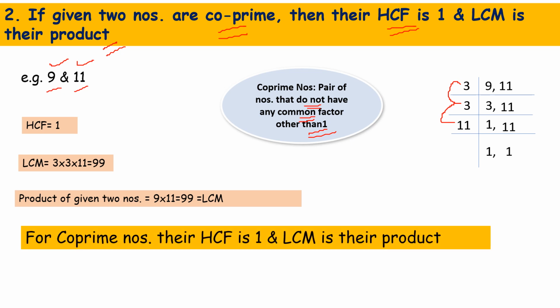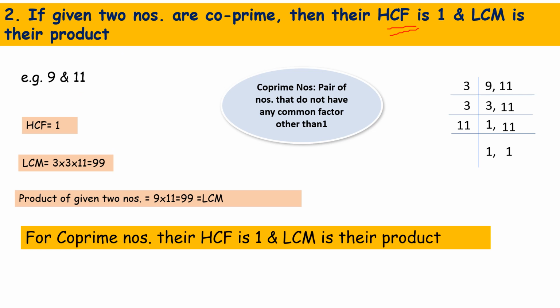So when we have co-prime numbers, and co-prime numbers means numbers which do not have any common factor except 1. One such example we took as 9 and 11. You can think of 17 and 11, any numbers which are co-prime, which do not have anything in common, correct? So in such a case, the HCF will always be 1 and the LCM will be their product, correct?